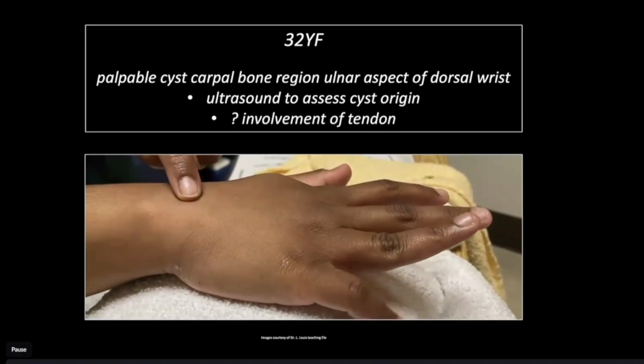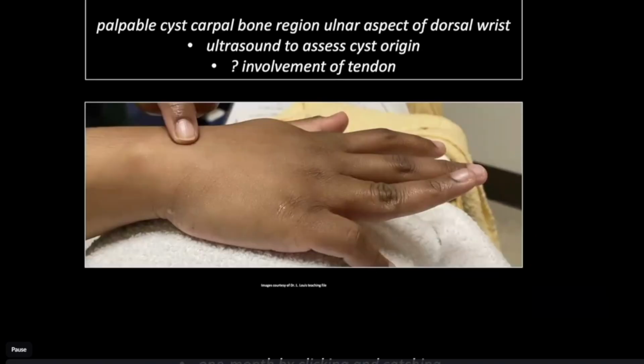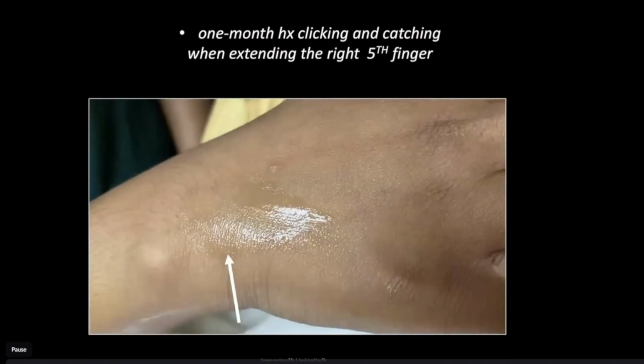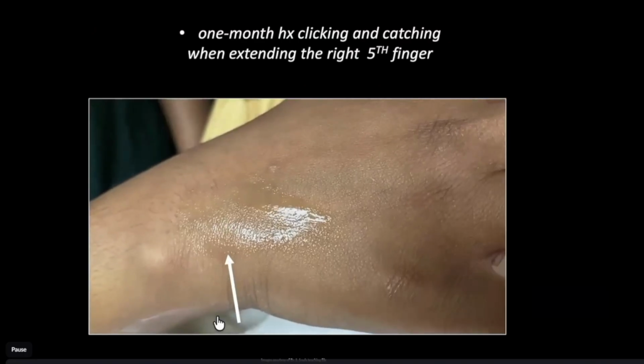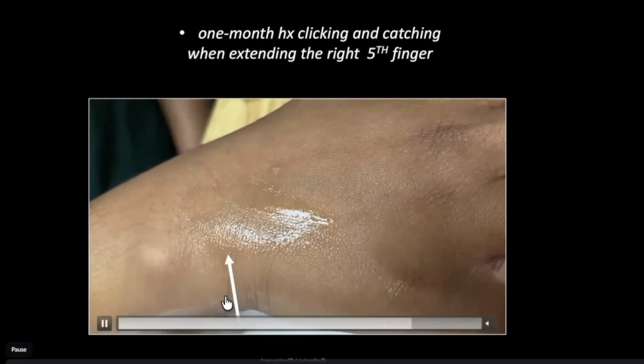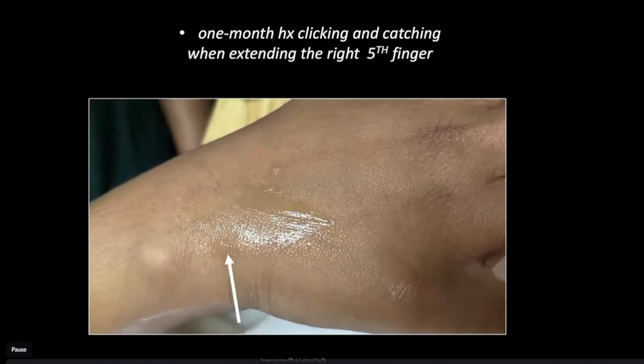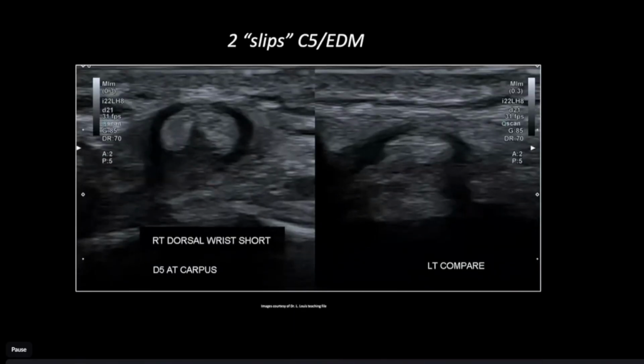So she could feel it when she moved her 5th finger. She described a month of clicking and catching when she was extending her 5th finger, and you can see something moving right here. She did have 2 slips of her compartment 5 tendon, and you can see the comparison on the other side where her symptomatic side is quite thick and the synovium is thick.